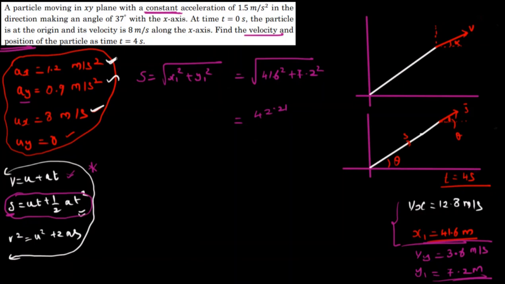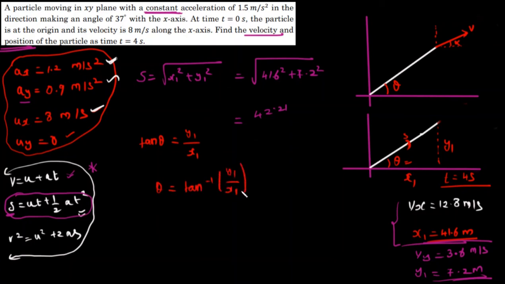Let me erase this, I will show you here, so that will be easy for you. This angle theta, this is our displacement vector, S vector. So how can I find out theta? Simple, this is y1, this is x1. So tan theta, that is the angle made by the displacement vector with respect to the x-axis, is going to be opposite by adjacent. So theta will be tan inverse of y1 by x1.